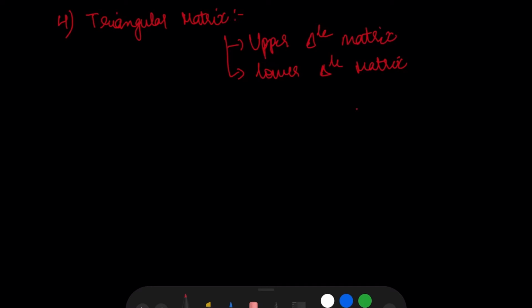So there are two different types of matrices possible. The first one is the upper triangular matrix. As the name says, if all the elements in the lower triangle, that is the elements below the diagonal, are equal to 0, then those types of matrices are called upper triangular matrices.